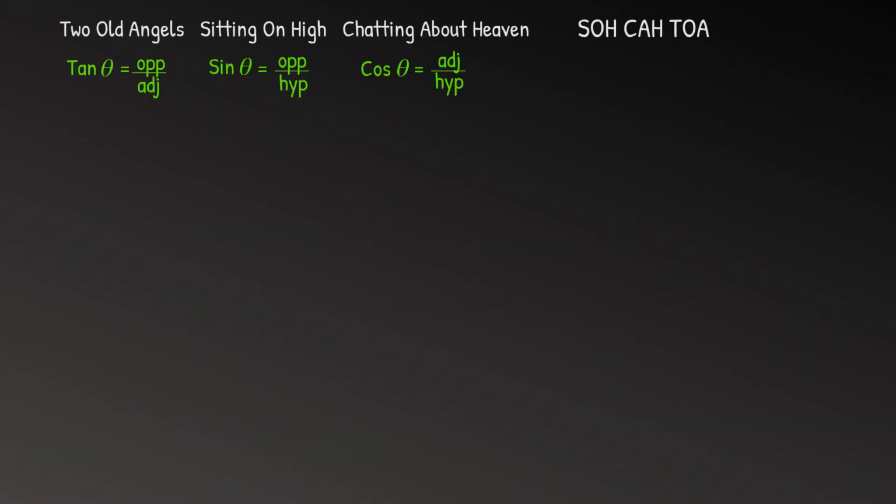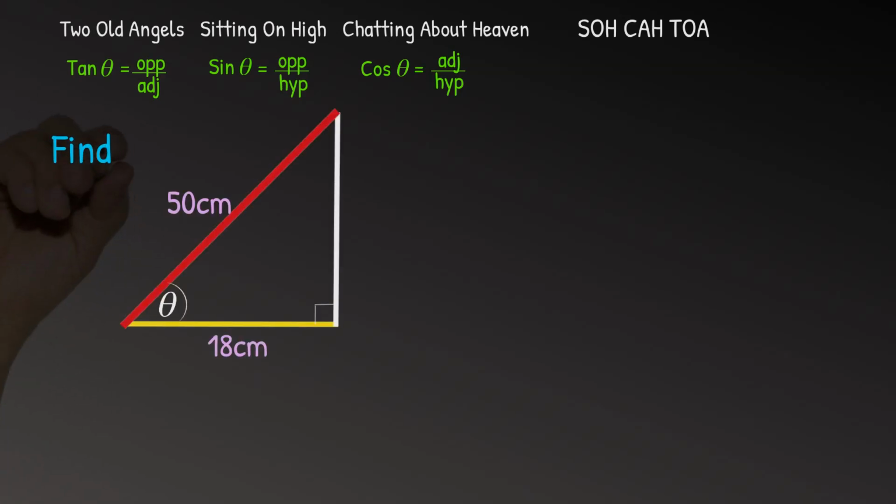So in this video we're going to use trigonometry to find the angle of a triangle. So if you look at this first triangle, we have two sides. We have the hypotenuse as 50 centimetres and the adjacent side to theta at 18 centimetres.